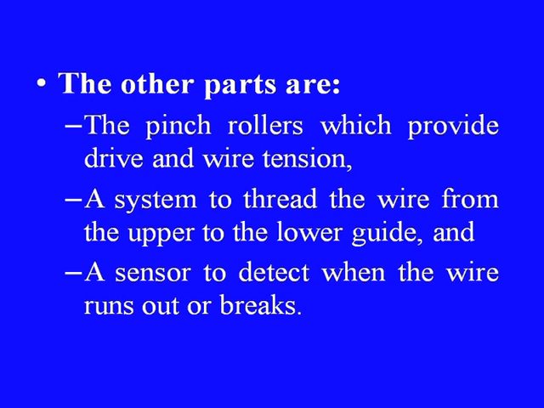The wire feeding system consists of a large spool of wire and rollers which direct the wire through the machine. The presence of metal guides provides power to the wire and guides it further in order to keep it straight throughout the cutting process. Other parts in this setup are the pinch rollers which provide drive and wire tension, a system to thread the wire from the upper to the lower guide, and a sensor to detect when the wire runs out or breaks.